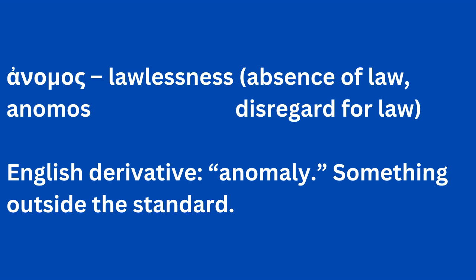Now, if a noun begins with a vowel, we don't just add the alpha, we usually add an alpha nu. So an rather than a. But that's what alpha privatives do, and to start looking at them, we'll take a look at one of my favorites, and that is anomos. So the word nomos means law or rule or standard. Anomos means lawlessness. And that can either be the absence of the law or a disregard for the law.